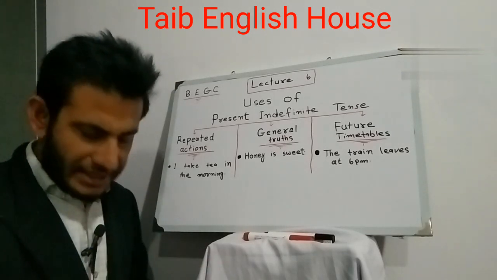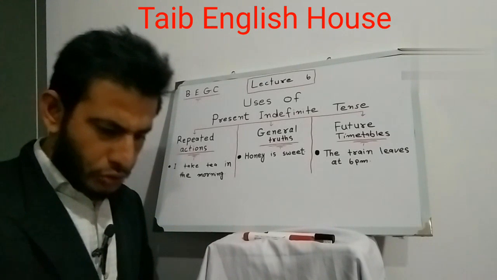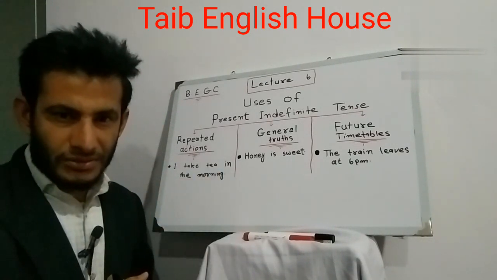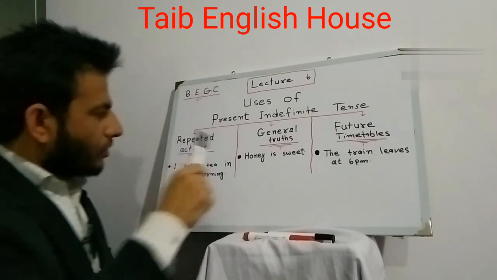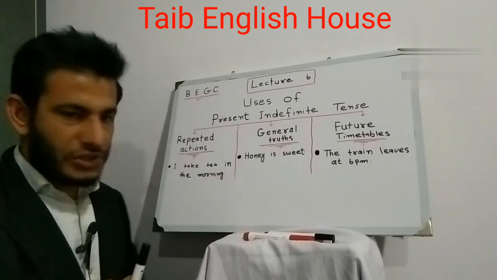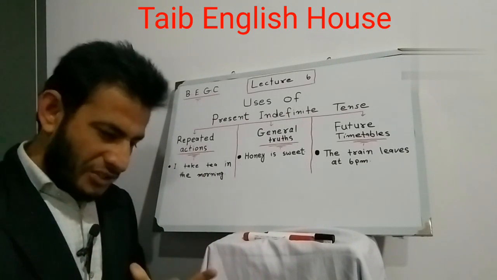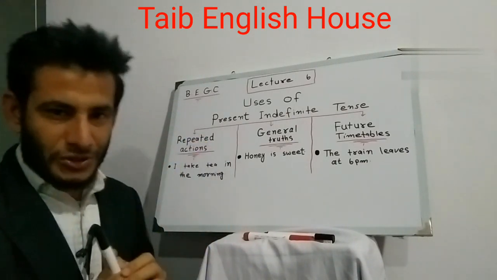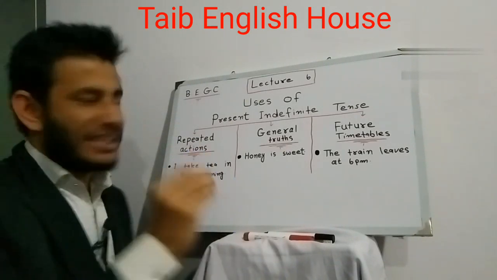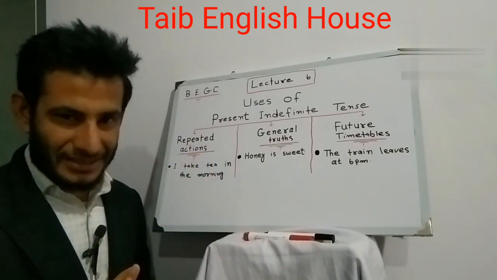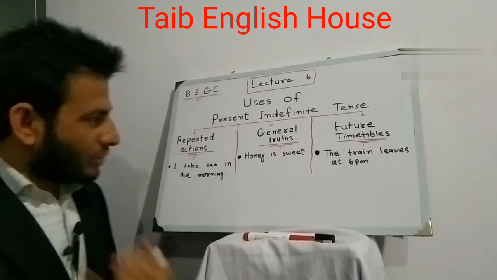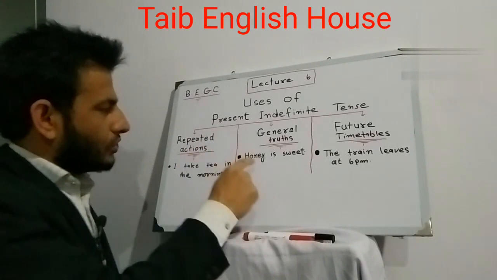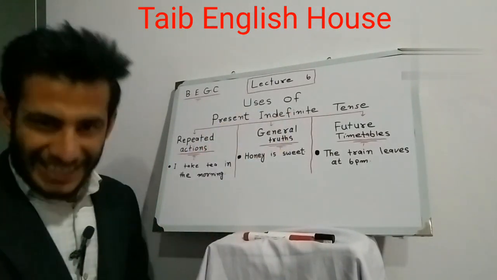Okay. So, now you look at here, general truths. When do we use present indefinite tense? The second use, when we talk about the general truths. Now, you look at the example, honey is sweet. So, this is the truth that honey is sweet. No one denies that honey is not sweet. You understood? So, that time when we talk about the general truths, we use present indefinite tense.